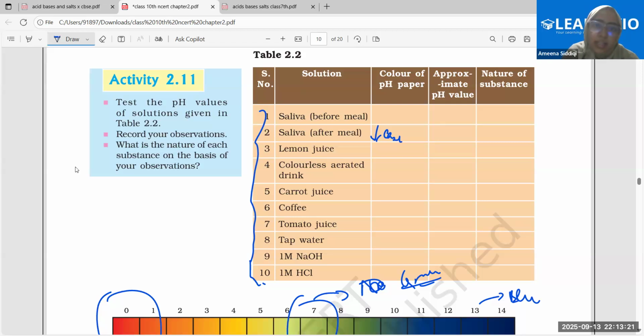What is it that the enamel is made of? What is the name of the compound that enamel is made of, bachcho?